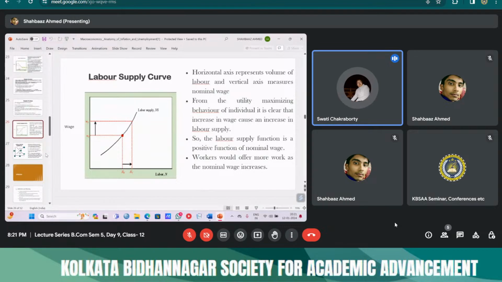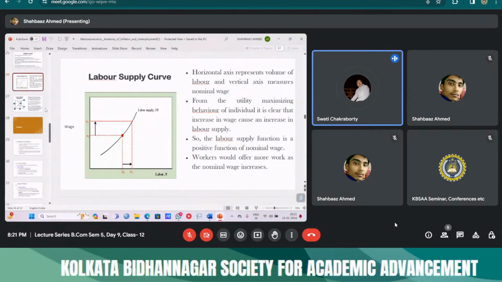Now the labor supply curve is upward rising. Why? Workers would offer more work as the nominal wage increases. When the wage starts increasing, more people would be willing to work, and they would start working. An increase in the wage causes an increase in the labor supply. More people are willing to work, so it's upward rising. It's a positive function of the nominal wage. Can we go to the next slide please?